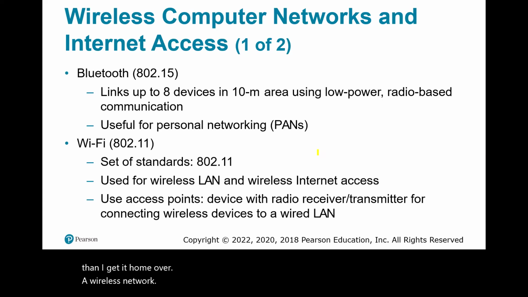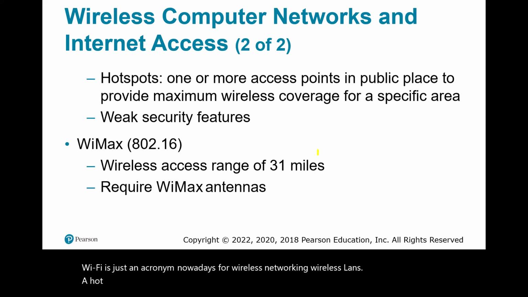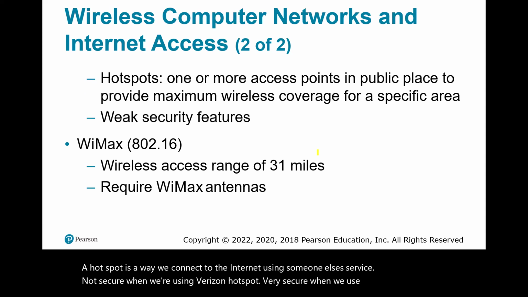Bluetooth is a very short range, low powered way we use a network. Wi-Fi is just an acronym nowadays for wireless networking, wireless LANs. A hotspot is a way we connect to the internet using someone else's service. Not secure when we're using Verizon's hotspot, very secure when we use your phone as a hotspot. WiMAX is a dead technology.